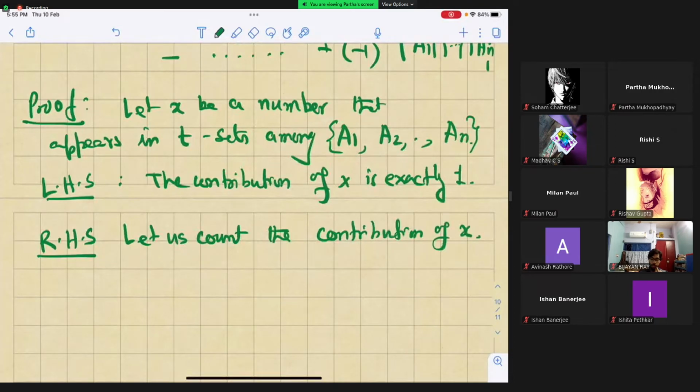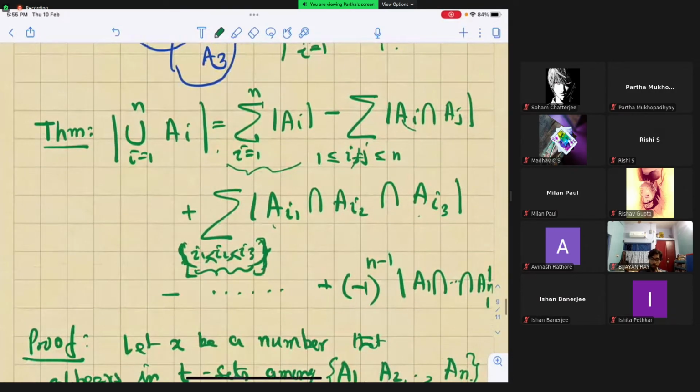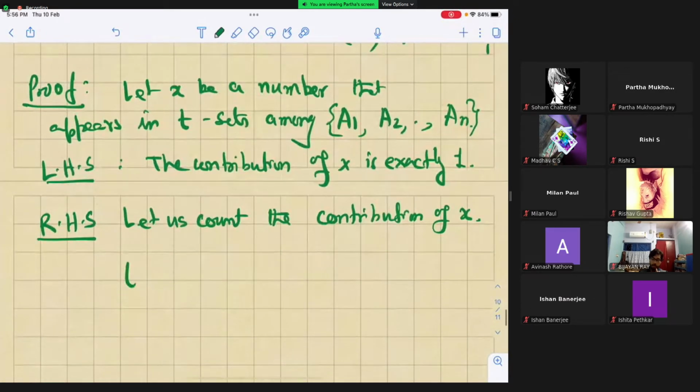Let's count it term by term. So what is the contribution of X in the first term? It appears in the T different sets, right? Then it is counted exactly T times. Ajay, are you saying something? Yes, sir. I said T. Okay. So the first thing, as you said, it is T.